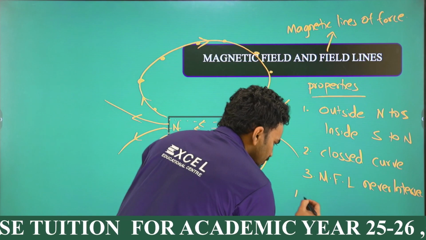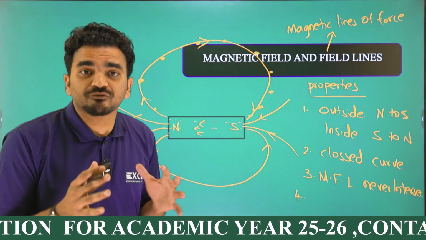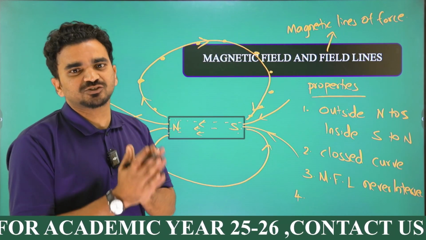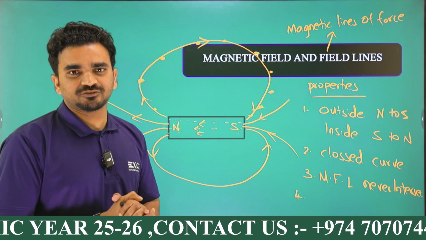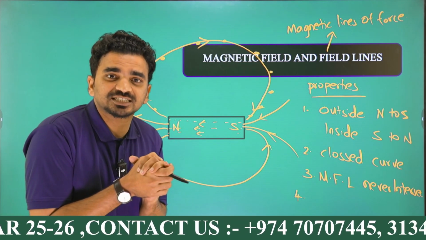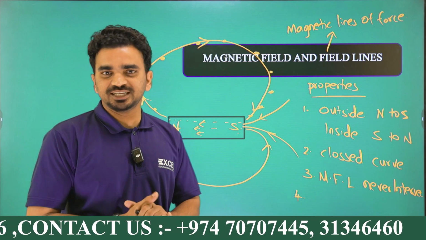Then the fourth point will be: the closeness of the field lines indicates the strength of the magnetic field. The crowdedness of the field lines indicates that the stronger the field is.